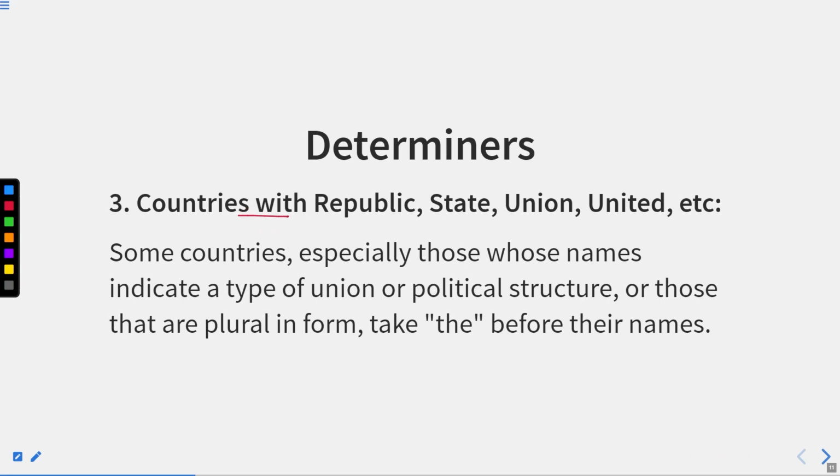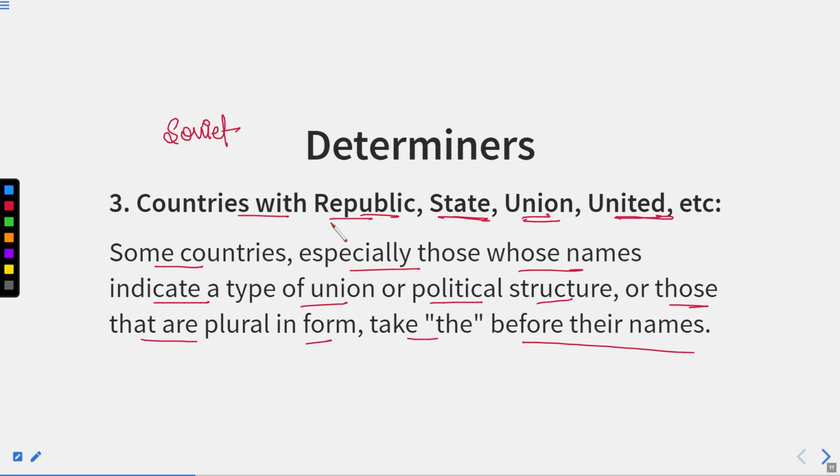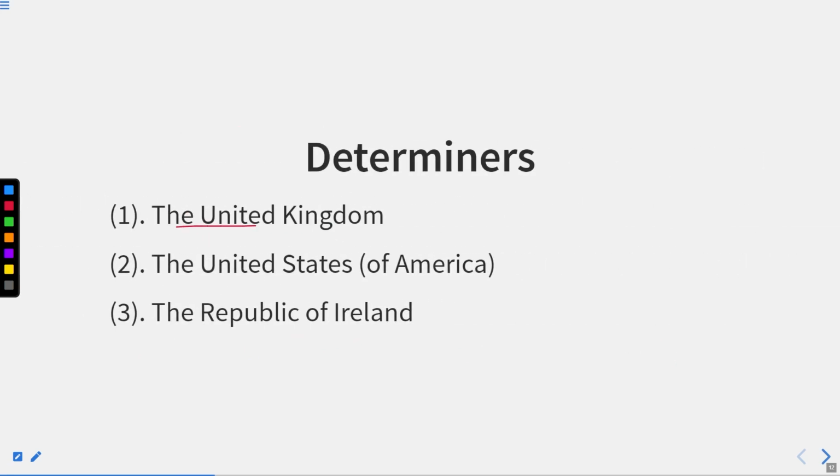Now, countries with republic, state, union, united. If there is any country before which we have a word that is republic or Soviet, or we have a prefix that is state, union, or united, so we use the before it. For example, the United States of America, the United Kingdom, the Union Republic. Some countries, especially those whose names indicate a type of union or political structure, or those that are plural in form, take the before their names. How? For example, the United Kingdom.